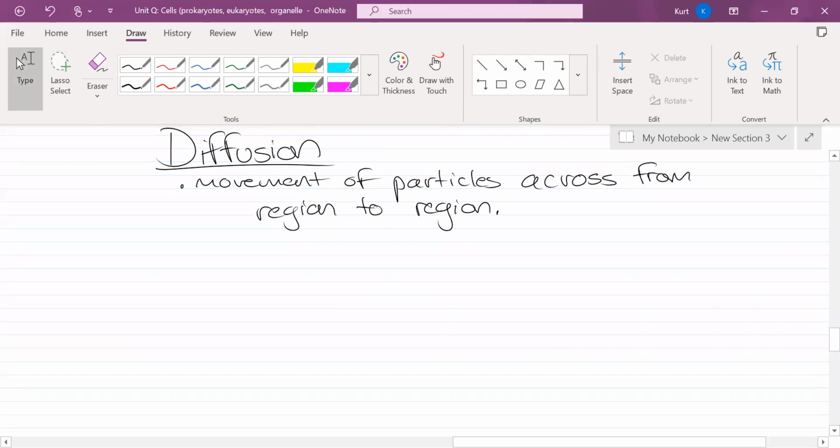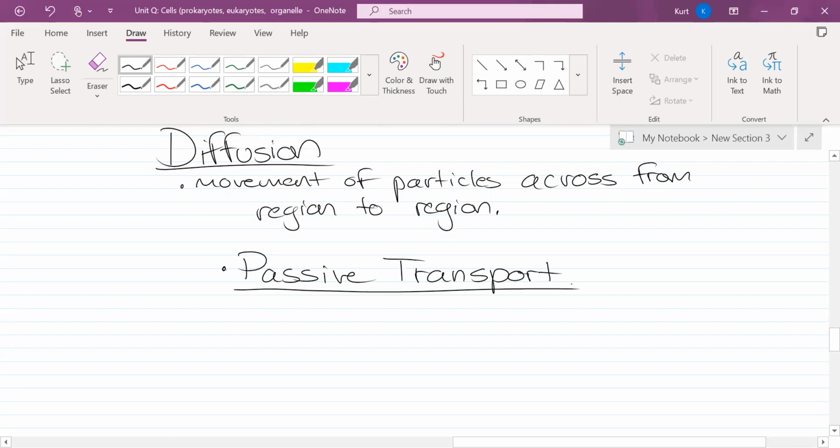There are 2 types of diffusion. The first one is called passive transport. Just by the name, guys, does this require energy? No, you can tell by the name. I remember when I was in school, it's like that's passive. You don't need energy to just let something pass by. This requires no ATP. And in what way do particles diffuse? From high to low or low to high? High concentration to low concentration. That's right.